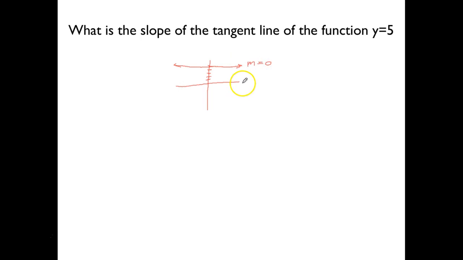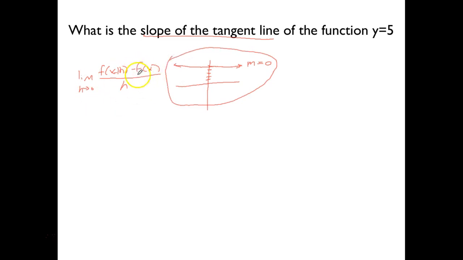Now, if it says find the slope of a tangent line, remember that's hinting at you that you should be doing this. The limit as h approaches 0 of f of x plus h minus f of x all over h. And I should be doing that for this function, but come on, guys, it's easy. I know what y equals 5 looks like. I don't need to do that. So the slope is 0.